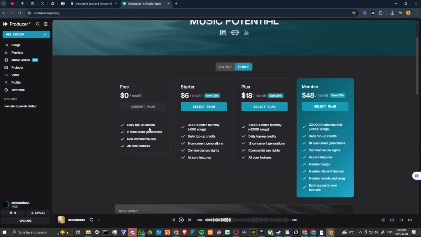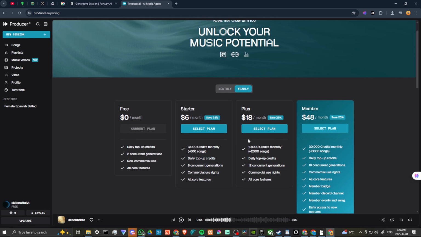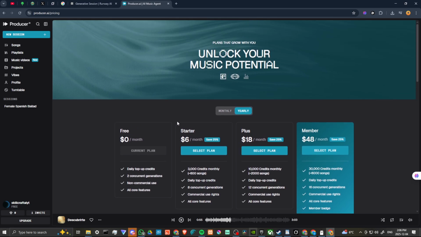So you get daily top-up credits with the free version, 2 concurrent generations. Then from there, we've got the starter at $6, the plus $18, and then the member at $48. And I really think that Producer is doing something special. Of the different music generation platforms out there, I really do think that they're reaching a certain level of quality that competes with the big dogs out there like Suno.